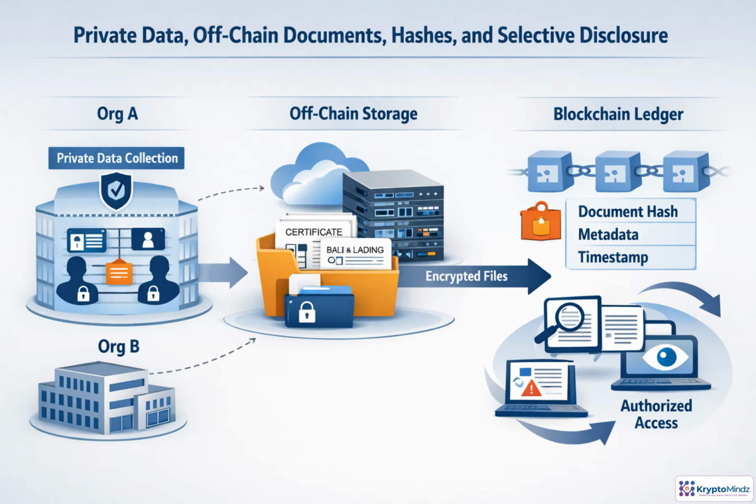Private data collections work well when only certain organizations should see sensitive fields. Large documents, however, should usually stay off-chain, encrypted in a document repository. Fabric records the hash, metadata, reference, and timestamp on the ledger. This gives everyone proof that the document existed and has not changed, without exposing its contents. Access is then controlled through applications, encryption keys, and regulator views, so each party sees only what it is authorized to inspect.